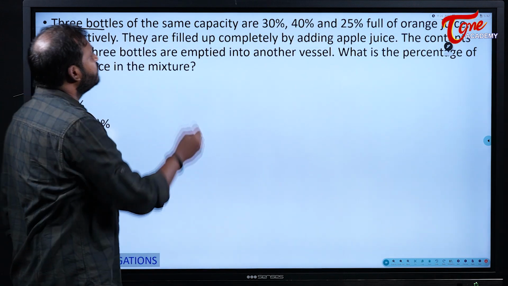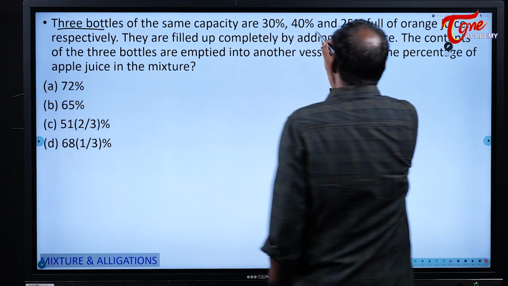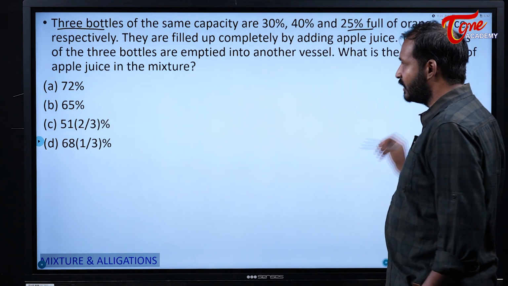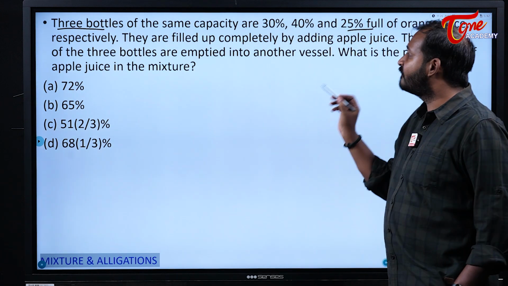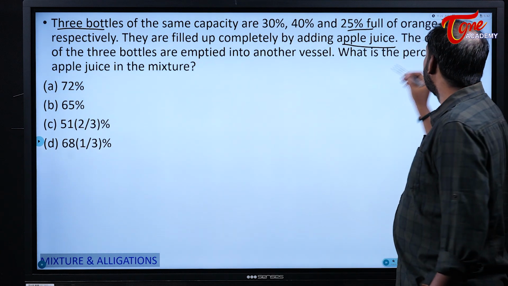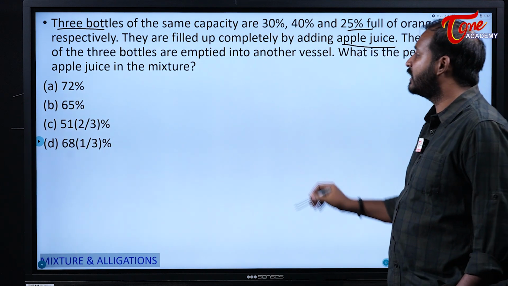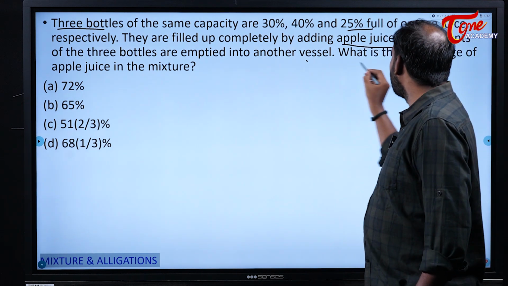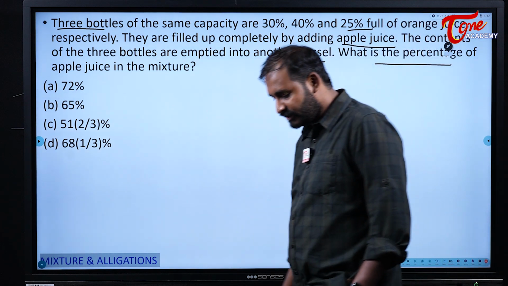Three bottles of the same capacity are 30%, 40% and 25% full of orange juice respectively. They are filled up completely by adding apple juice. Now the contents of the three bottles are emptied into another vessel. What is the percentage of apple juice in the mixture?